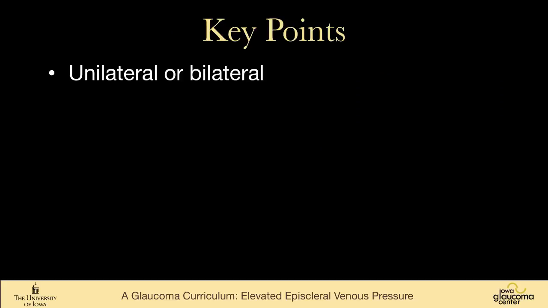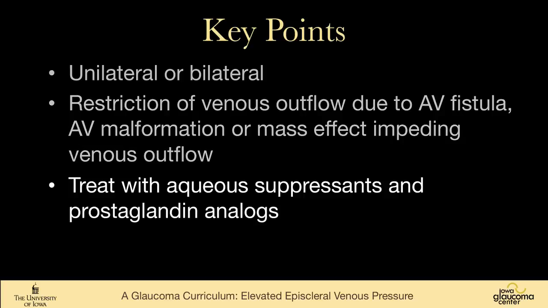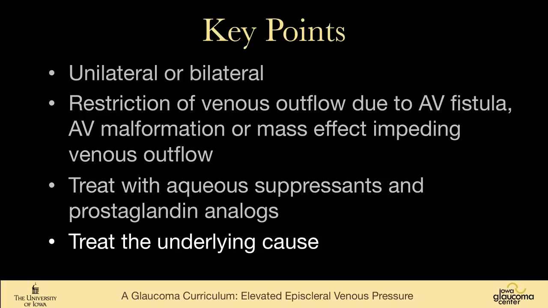So the key points: it's unilateral usually, but can be bilateral. There's a restriction of venous outflow due to an AV fistula or a malformation or mass effect that's impeding venous outflow. You can treat with aqueous suppressants and prostaglandin analogs, but the main treatment is to address the underlying disease.